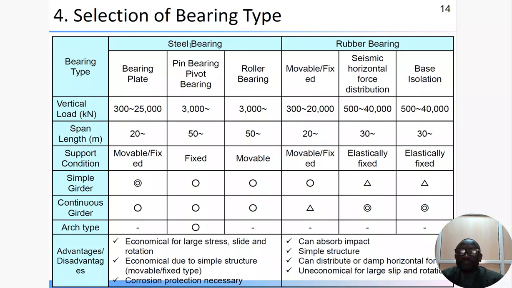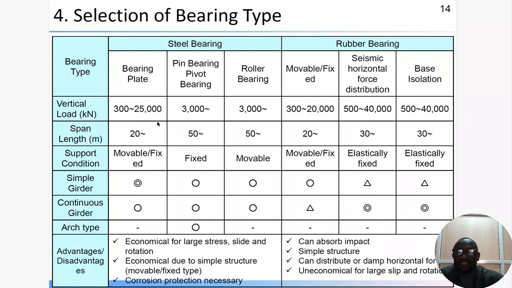So we have steel bearing. The bearing types are here. You have bearing plate, pin bearing, pivot bearing, roller bearing, movable fixed. Then you have up there is a steel here which is 1, 2, 3. Then up rubber is movable, stroke fixed. Then seismic horizontal force and base isolation. Then on a bearing type, that's it. Then the loads are here. Vertical loads are here. You see the range from 300 kilonewton to 25. This is about 3,000 onward. These are the range. So as soon as you calculate your reaction and other things, you can easily pick from here.